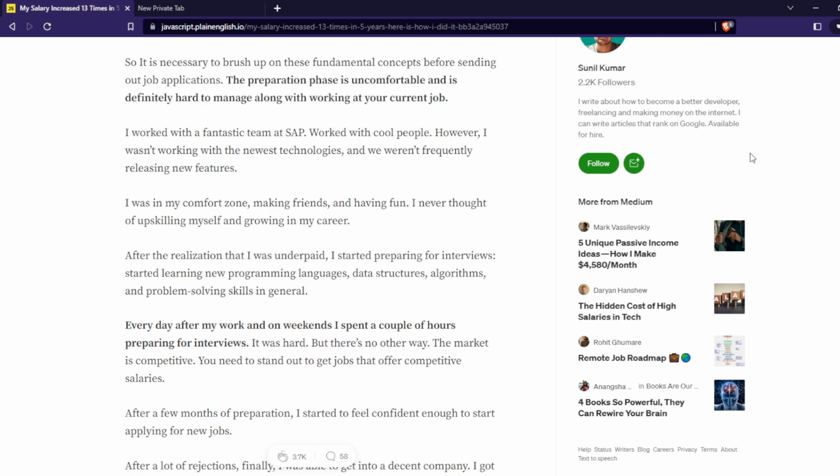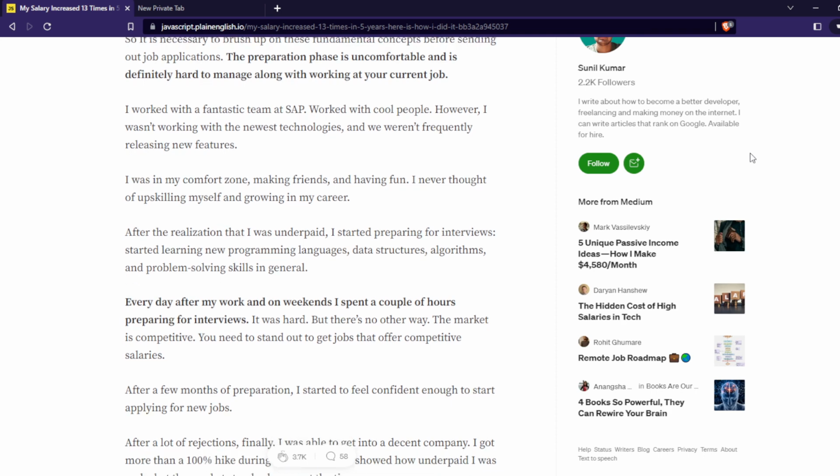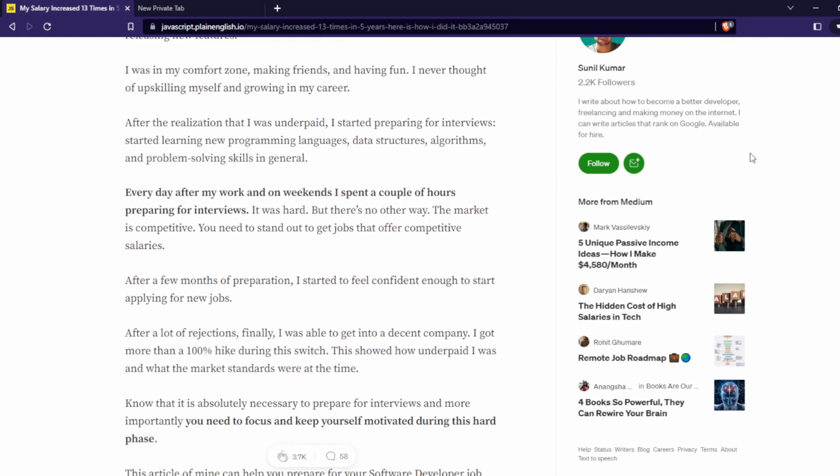After realizing I was underpaid, I started preparing for interviews, starting with programming language, data structures, algorithms, and problem solving every day. On the weekend, I spent a couple of hours preparing for the interview. It was hard, but there is no other way. The market is competitive. You need to stand out to get a job.